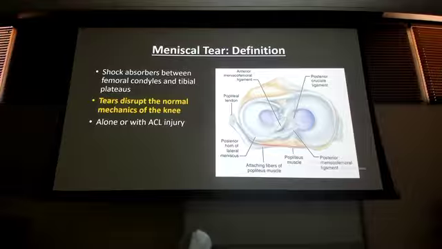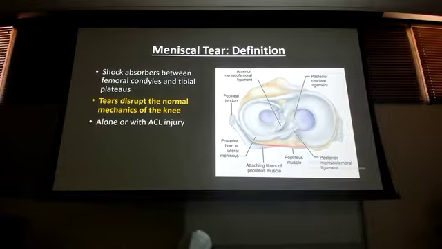But what does the meniscus do, or the menisci, right? They act as shock absorbers between the femoral condyles and the tibial plateaus. There's that term tibial plateau, right? So we know that's the summit, if you will, the plateau, right? So the top of the tibia, okay? And tears disrupt the normal mechanics of the knee.